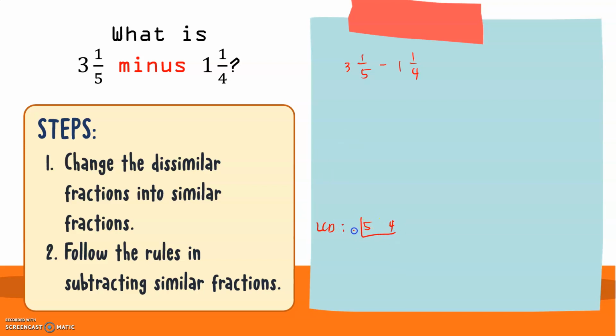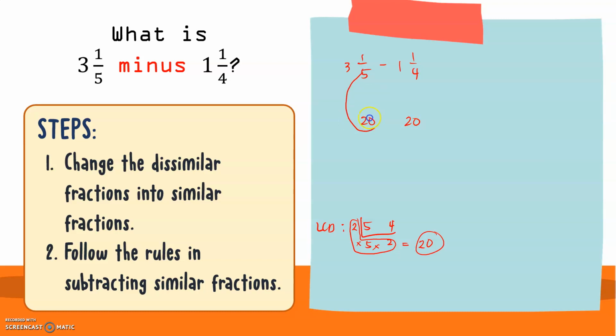4 is not yet a prime number, so we'll divide it by 2. 5 is not divisible by 2, we'll have 5 here. 4 divided by 2 is 2. Then we multiply these prime numbers here. 2 times 5 is 10 times 2, that will give us 20. Therefore, the LCD is 20.